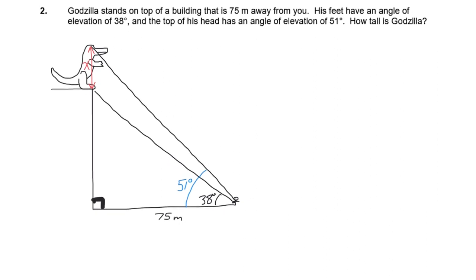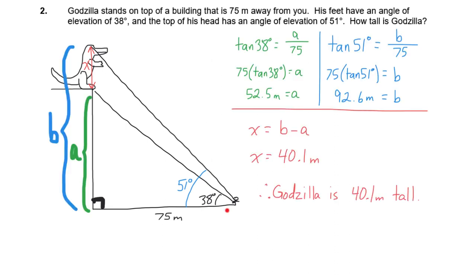So I'll get the solution on the screen here, and then feel free to pause the video and write it down. So I started by looking at the small triangle with the 38-degree angle. A is opposite, 75 is adjacent. Opposite, adjacent, I use tan. So tan 38 equals A over 75. So A is 75 times tan 38, which is 52.5 meters from the ground to the top of the building.